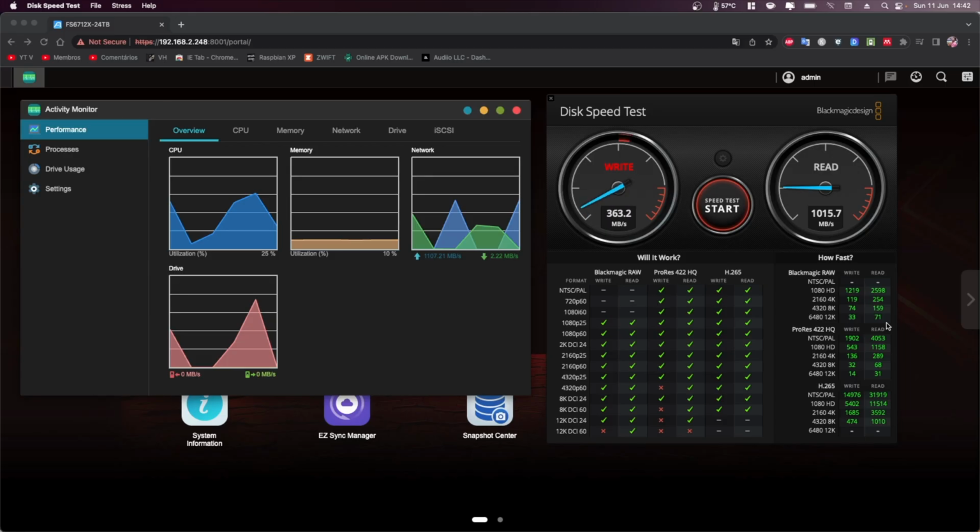And this just means that if I want to edit a 4K video on the go or here connected via Ethernet, I will be able to do so, because 1000 megabytes per second is more than enough. CPU utilization while I was doing these crazy tests was about 20%, and sometimes we had a peak of 50%, and the RAM utilization was only 10% of the 16 gigabytes available on this unit right over here.